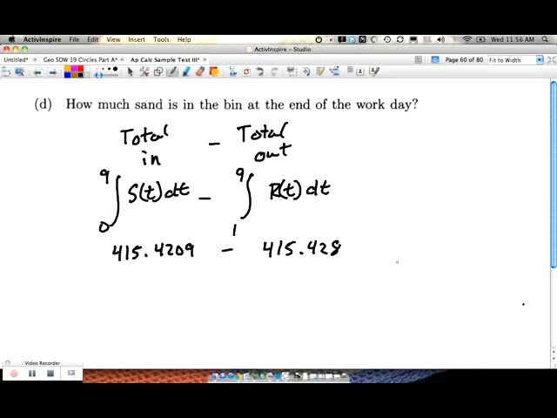Well, then you're probably asking how much sand is in the bin at the end of the workday? Next to nothing. It's almost nothing because this minus this is practically 0, especially if you were to round it off to the second decimal place. Then we'd have this minus itself. So it's just 0. 0 sand at the end of the workday.